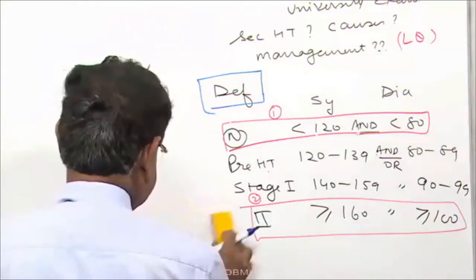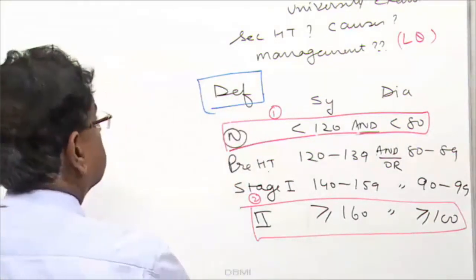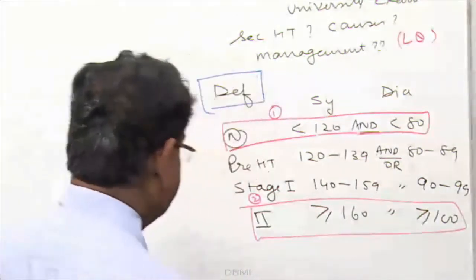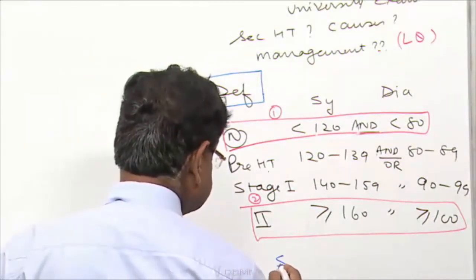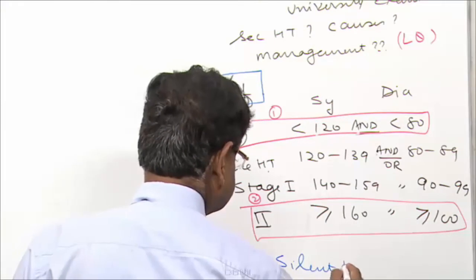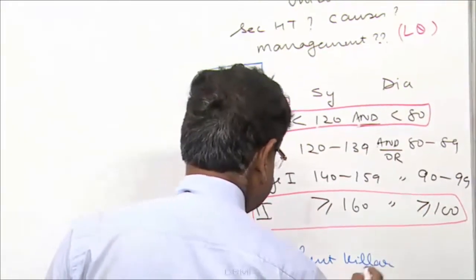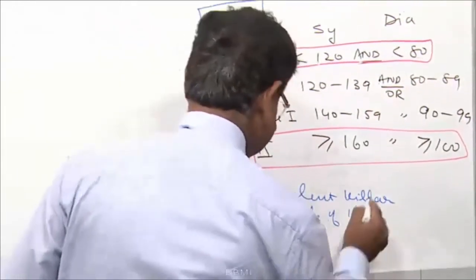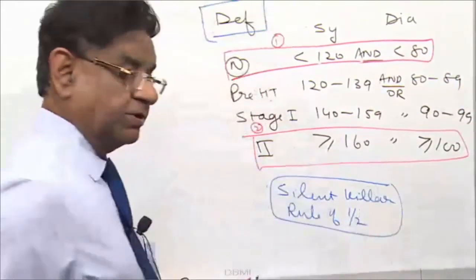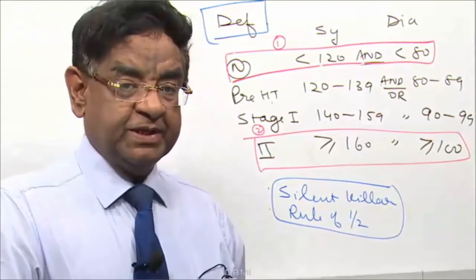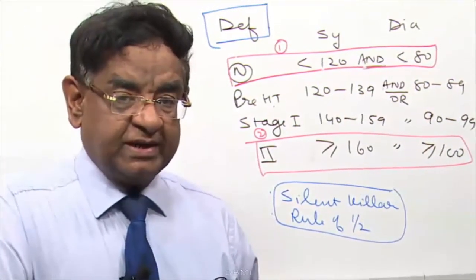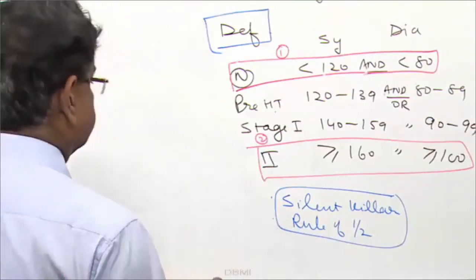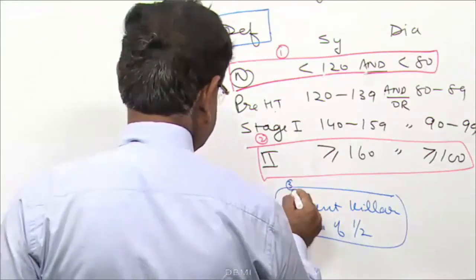The next point is regarding two very important questions. Hypertension is also known as silent killer disease. And the rule of half applies to hypertension. This you can write down. In theory also, when you are writing your final prof exam, you write that hypertension is also known as silent killer disease and rule of half applies to hypertension. Third point. So this is circle number 3.